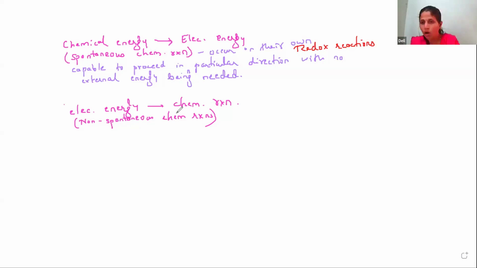Why do we need to study electrochemistry? When the question arises, we have an answer. So what is that answer? One of the applications of electrochemistry, the most commonly used thing, is your battery. We make use of this battery, right? So battery is one of the applications of electrochemistry itself.